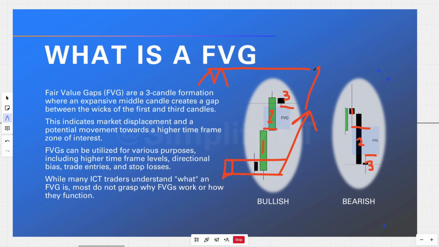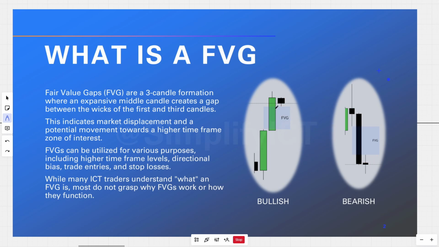Price could overall be hunting this area right here and on its way up, creating this fair value gap right here. And this fair value gap indicates lots of bullish pressure. So if we see a fair value gap, for example, on the higher time frame, then on the lower time frame, we could expect lots of displacement to the upside when we're making those breaks of structure.